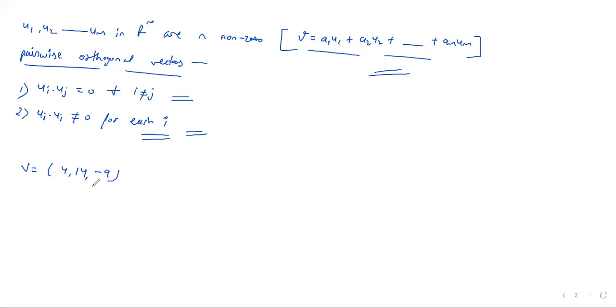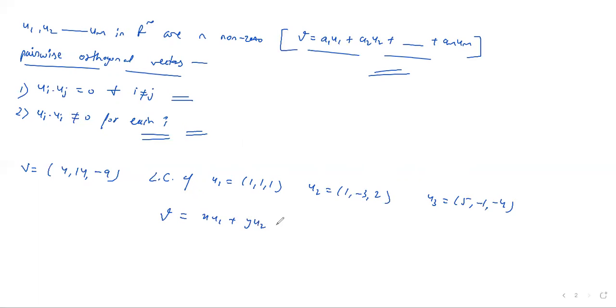And this v is a linear combination of u1, that is (1, 1, 1), u2, that is (1, minus 3, 2), and u3, which is (5, minus 1, minus 4). Now I want to find this linear combination, that is, v equals x u1 plus y u2 plus z u3. So I want to find this linear combination, and for finding it we have to find the values of x, y and z.